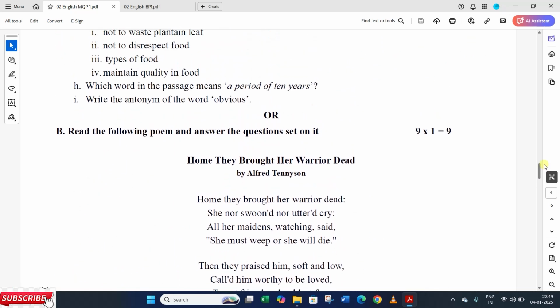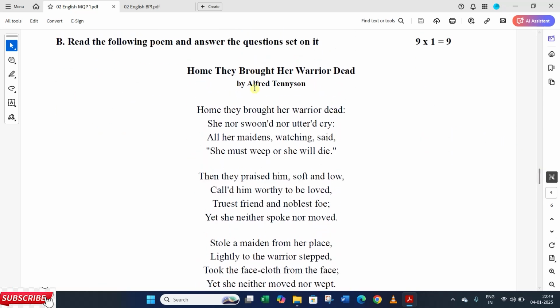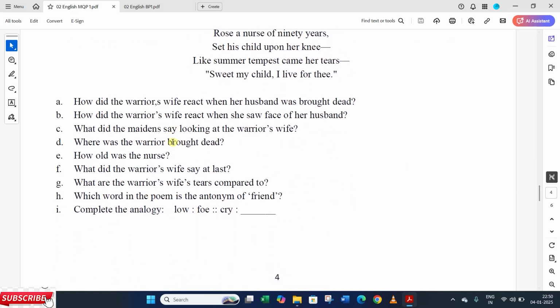And as an option to that, we have one poem, a comprehension poem. You can find in the same question number B, read the following poem and answer the questions set on it. Again 9 marks, so you have to read the entire poem very thoroughly. You can find here one poem, Home They Brought Her Warrior Dead by Alfred Tennyson. You have to read the entire poem thoroughly, and the answers to these questions you have to write in sequence. You will find A, B, C, D, all in alphabetical sequence.